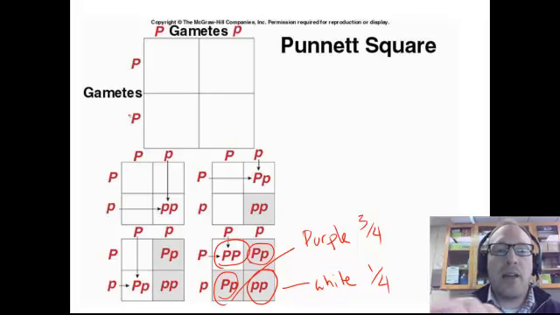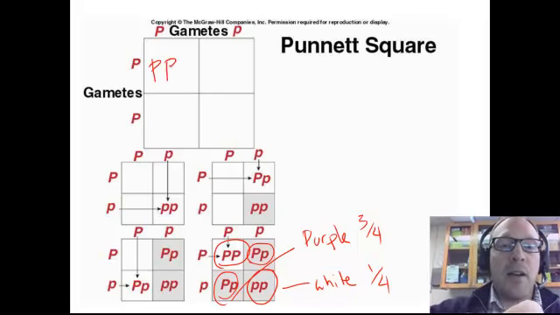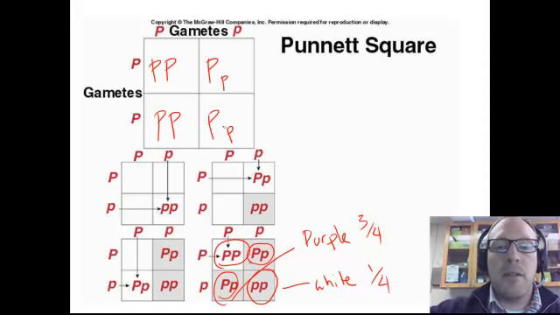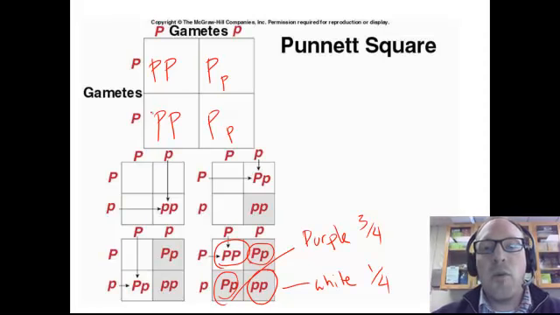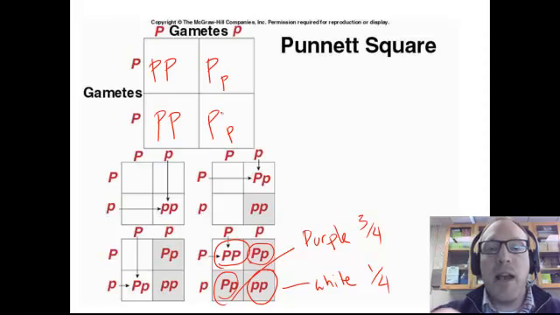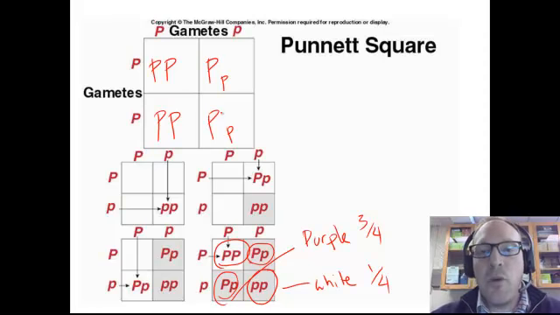Okay, now I hope you're back. You should have filled it in like this. Capital P here, capital P here. Lowercase p, capital P, capital P, capital P, lowercase p. So half of our next generation in that instance would be homozygous dominant, half would be heterozygous, and 100% would have the dominant phenotype.